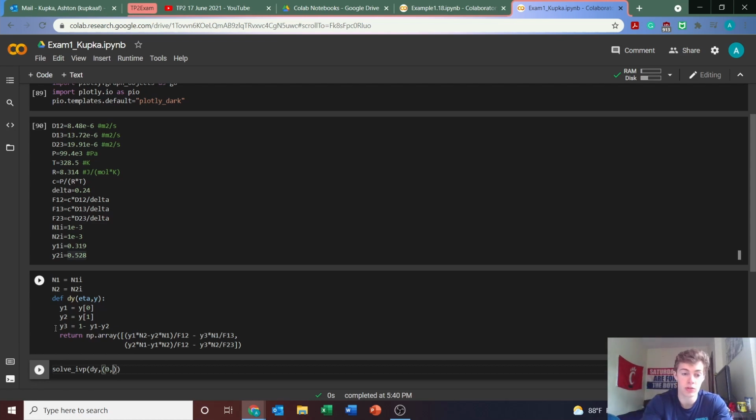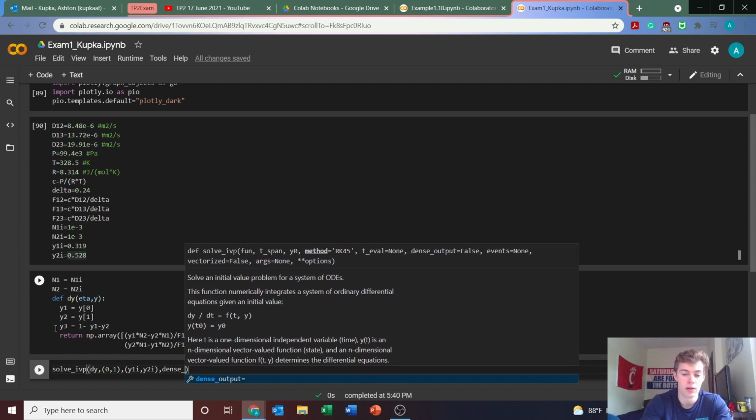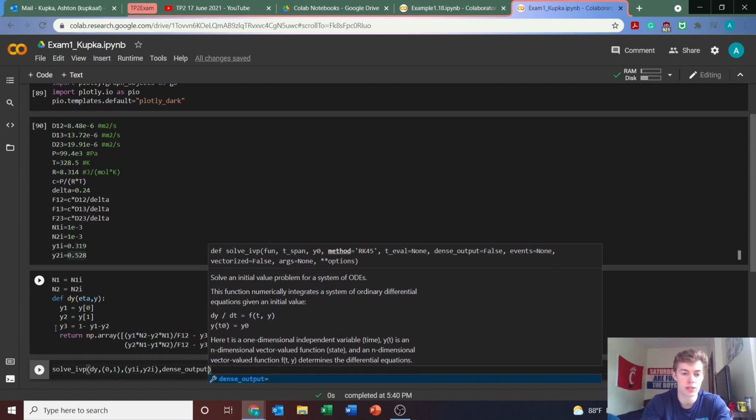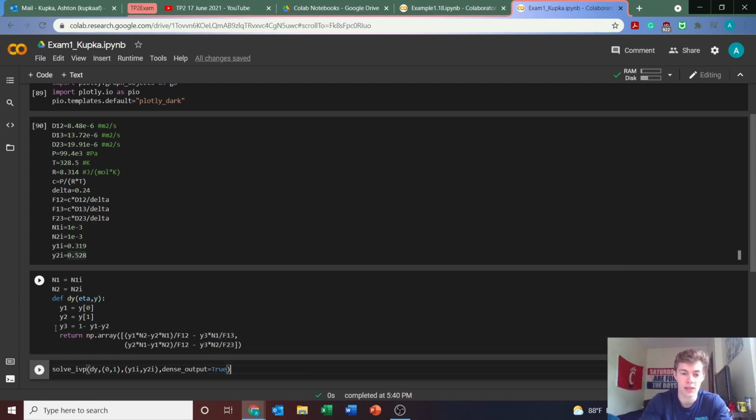So we're going to run from 0 to 1, and then it's going to ask for our initial concentrations, or initial mole fractions I should say. So we have our initial mole fraction of acetone and our initial mole fraction of methanol, which are Y1I and Y2I respectively. And then from there, we're going to put dense_output, and set that equal to true. And this will just give us the values back that we're looking for.